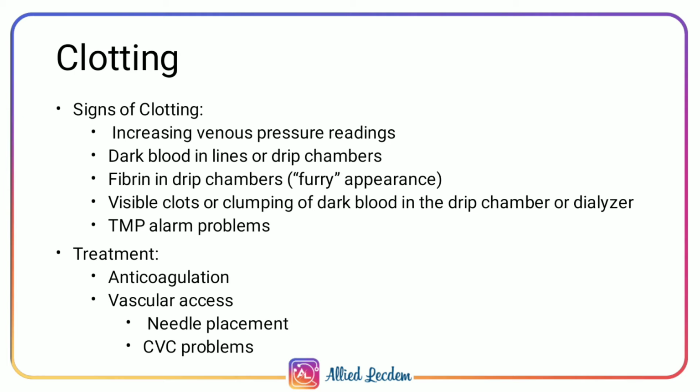Clotting. Signs of clotting are increasing venous pressure readings, dark blood in lines or drip chambers, fibrin in drip chambers, visible clots or clumping of dark blood in the drip chamber or dialyzer, and TMP alarm problems. The treatments are anticoagulation, vascular access, that is needle placement, and CVC problems.